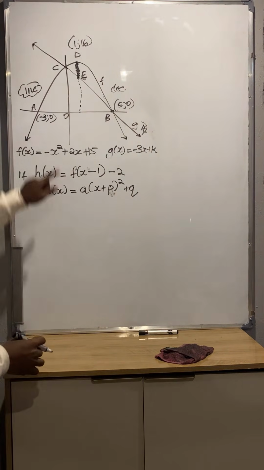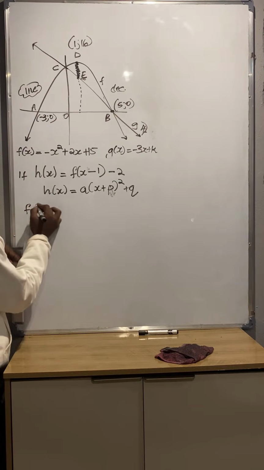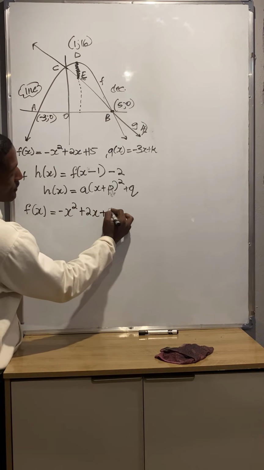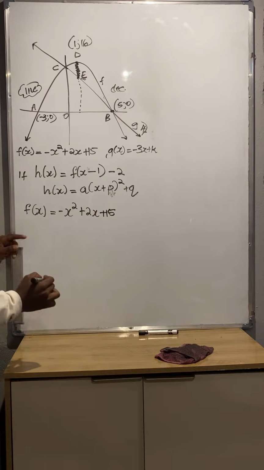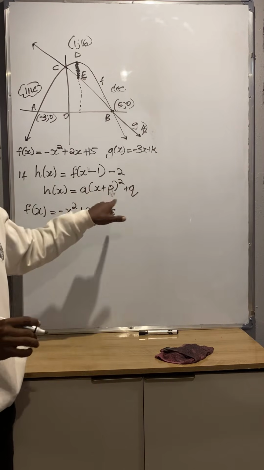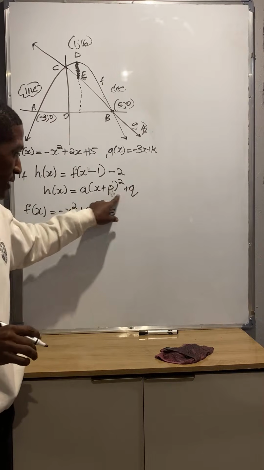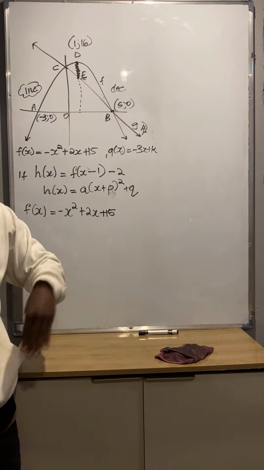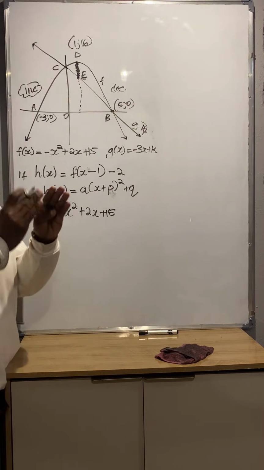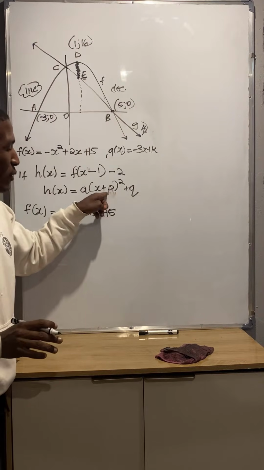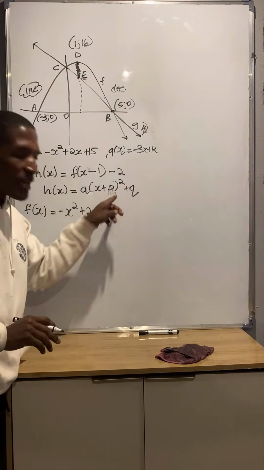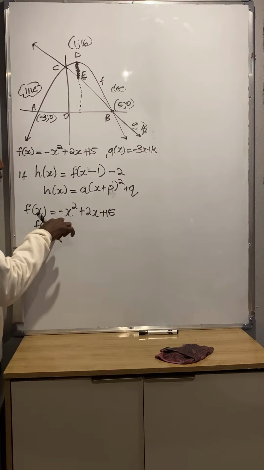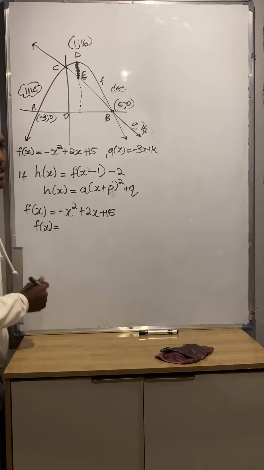So what are we going to do? Complete the square. We had f at x equals minus x squared plus 2x plus 15. Because of the minus x squared, let's make a transformation. Family, f at x equals, take out the common factor. If it is x squared, you complete the square immediately.